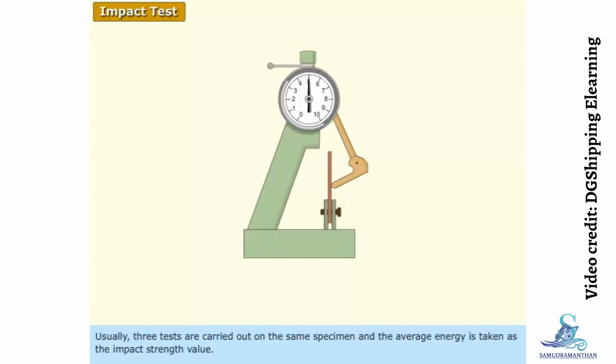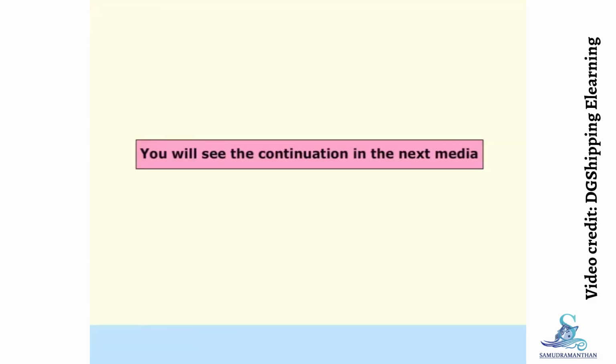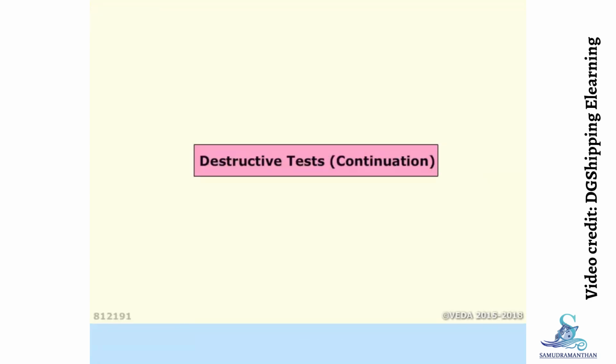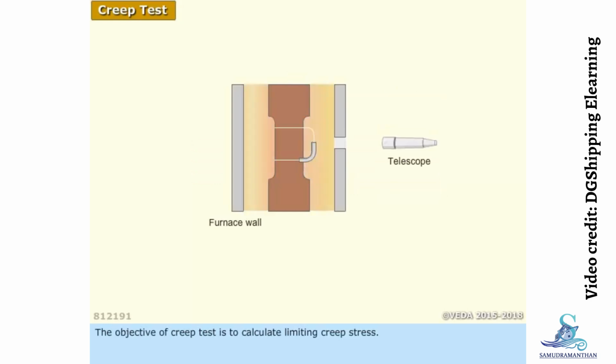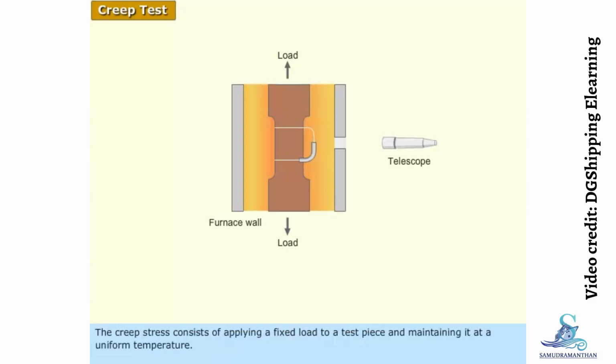Usually, 3 tests are carried out on the same specimen, and the average energy is taken as the impact strength value. The objective of creep test is to calculate limiting creep stress. This test measures and records stress, strain, temperature, and time. The creep stress consists of applying a fixed load to a test piece and maintaining it at a uniform temperature.